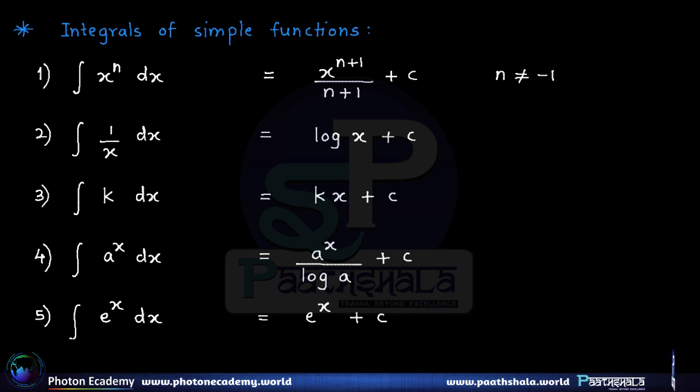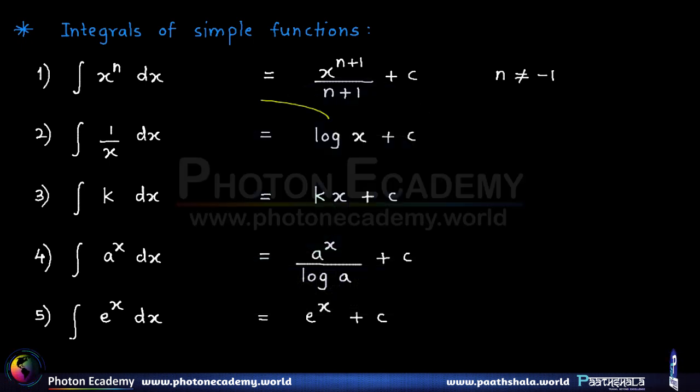Now the second one: the integral of 1 upon x is log x, because we know that the derivative of log x is 1 upon x. So that's the opposite process that we are following. Then the integral of k is kx, because once again the derivative of kx is nothing but k, right?